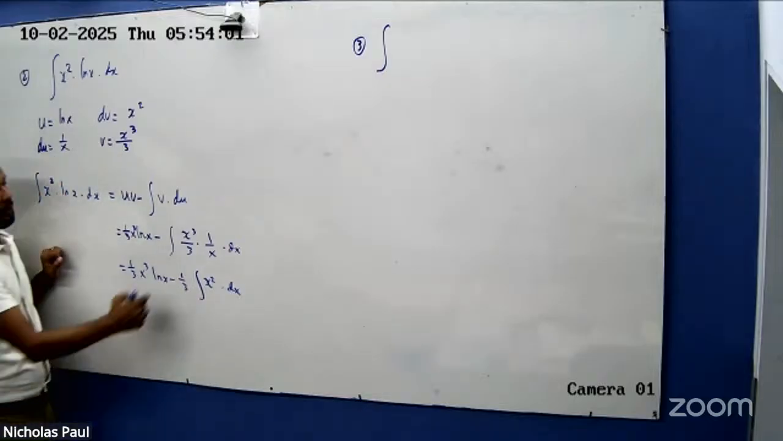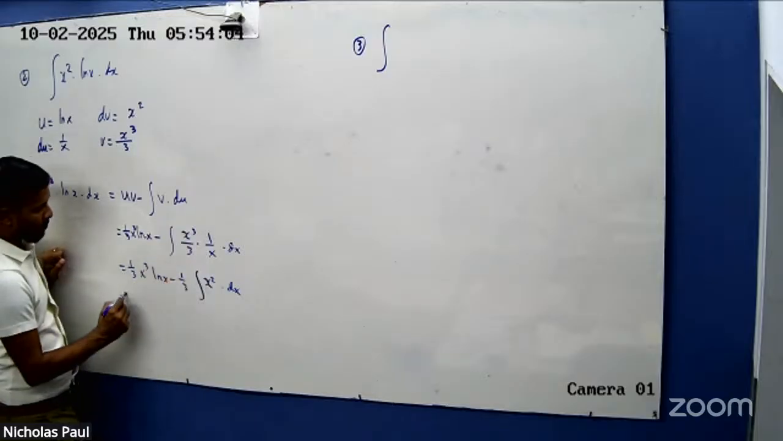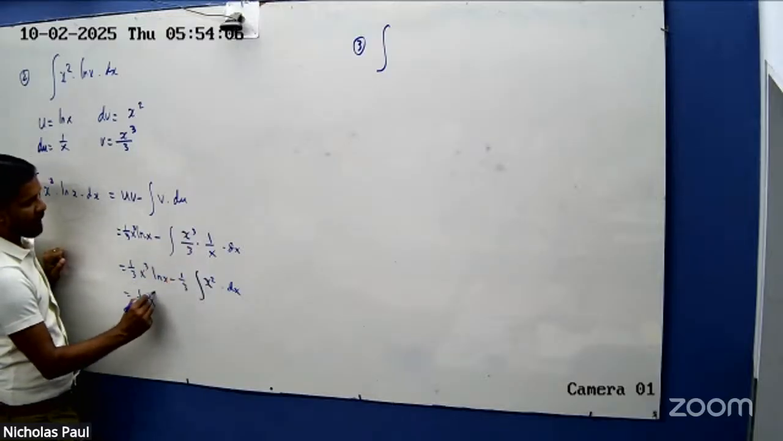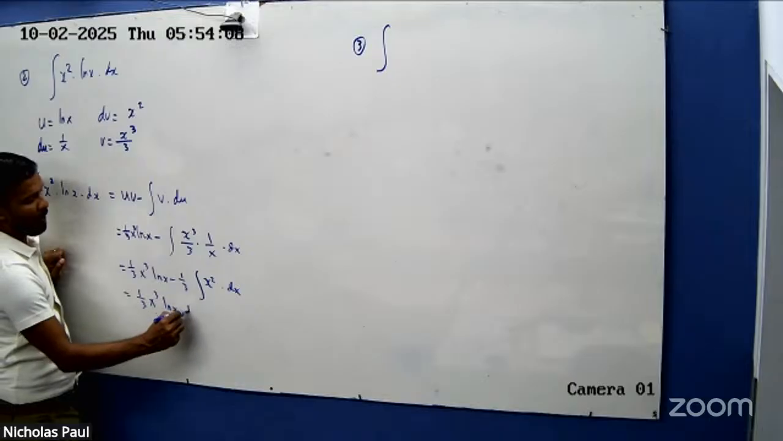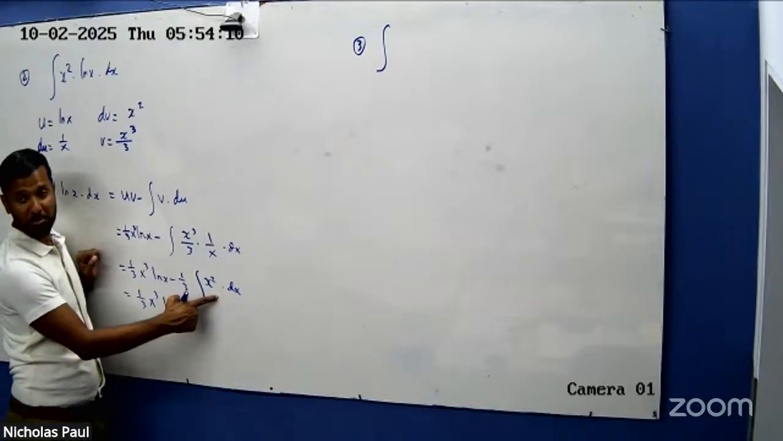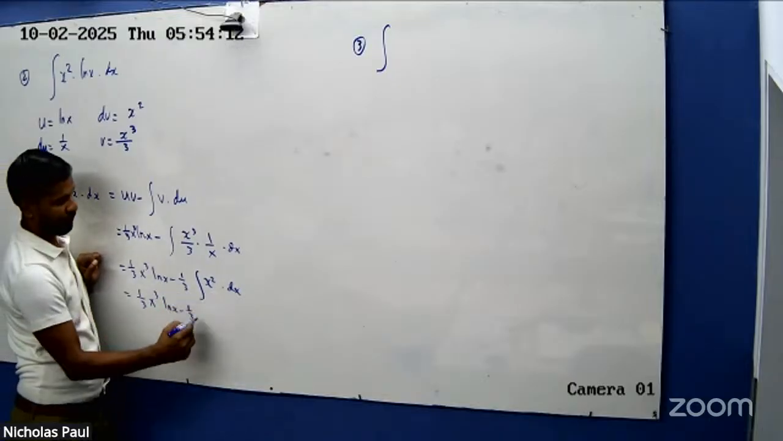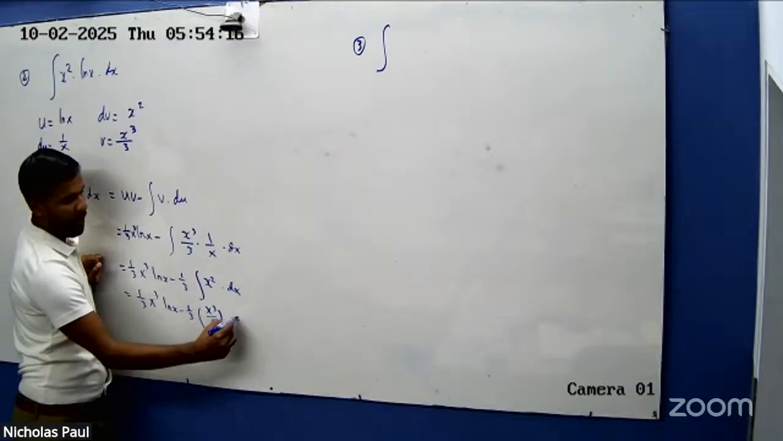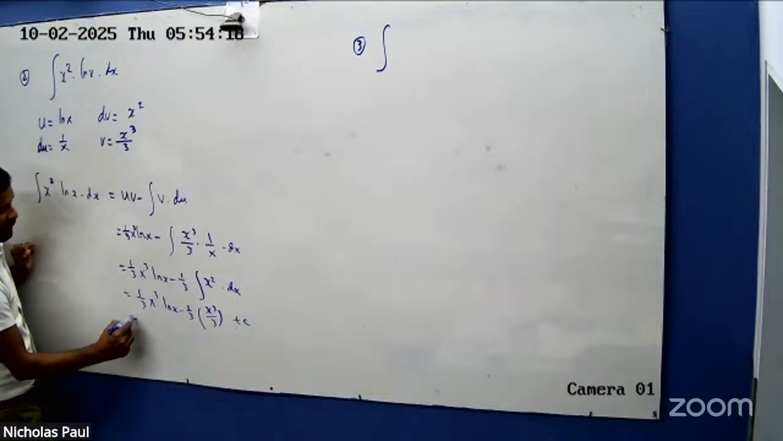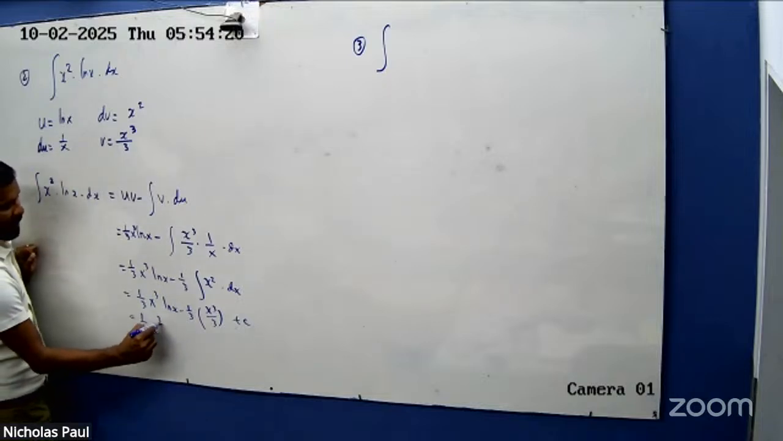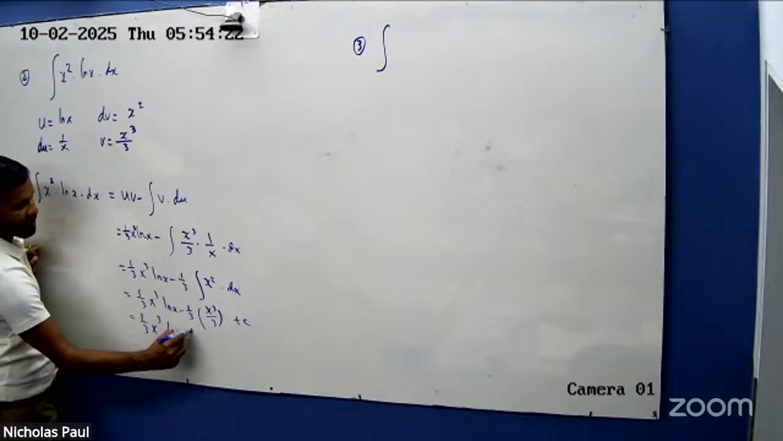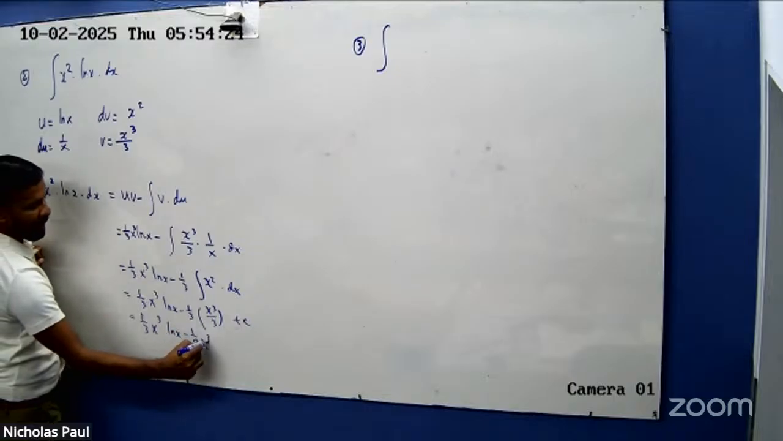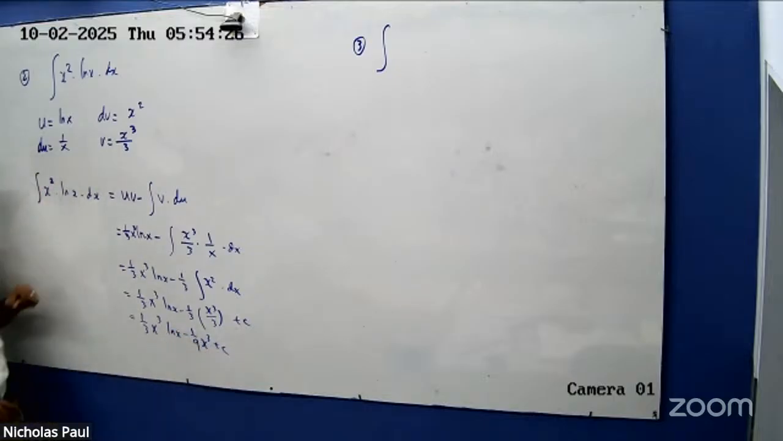They'll cancel off, right? And you will get 1/3 x cubed ln x minus 1/3 times the integral of x squared. What's the integral of this? x cubed over 3. And put your plus c on the outside, right? So you'll get 1/3 x cubed ln x minus 1/9 x cubed plus c. Yeah? Try the next one.